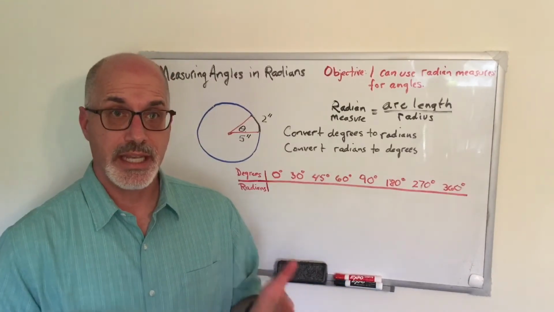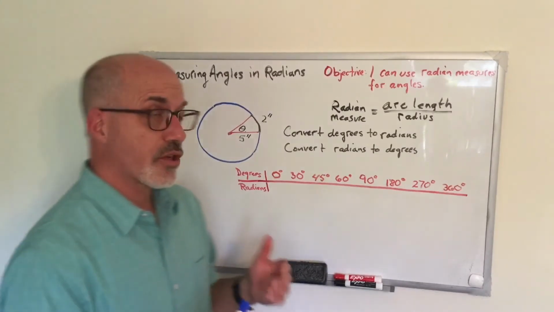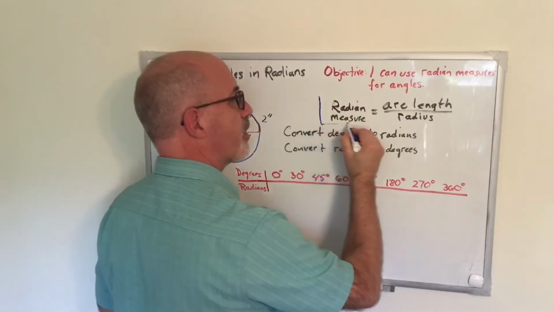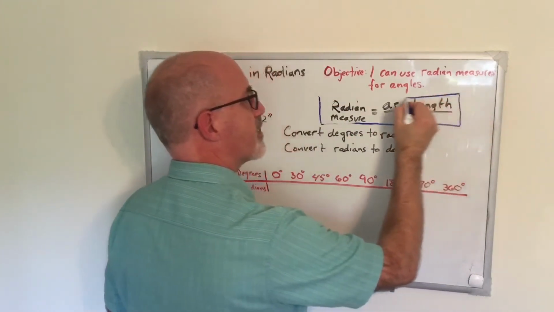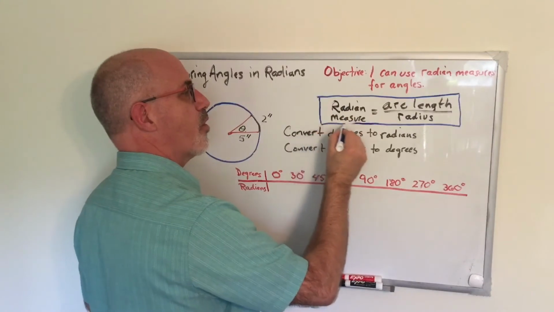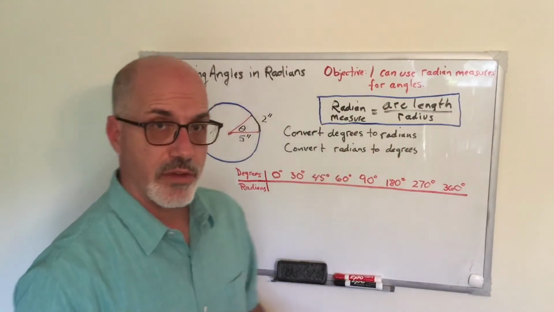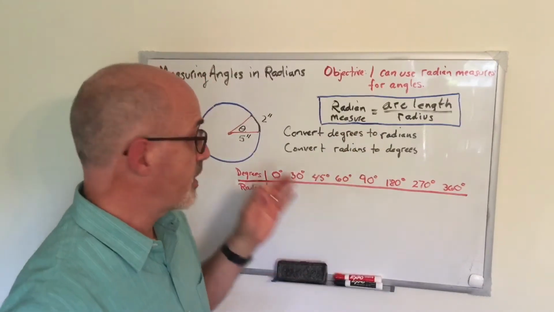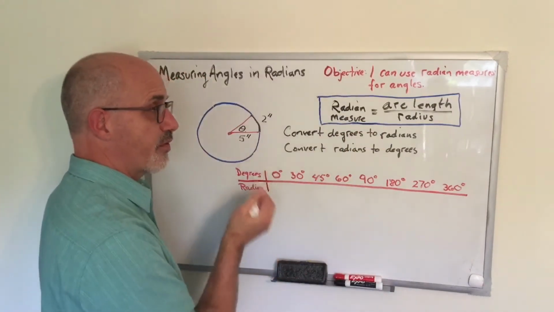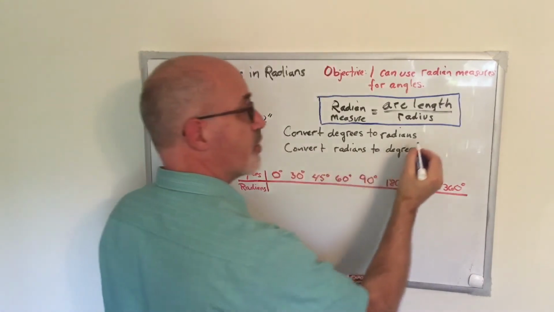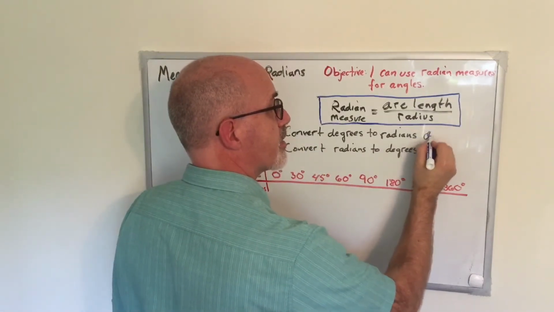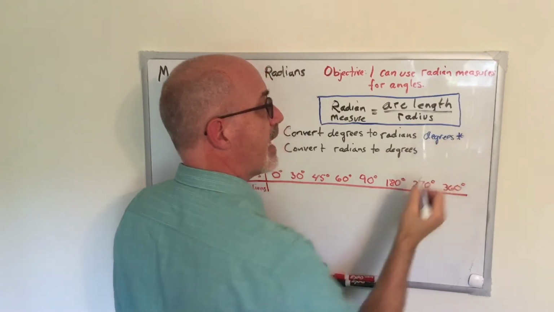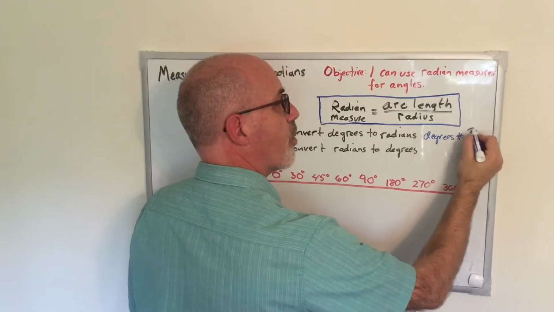Now we're going to take this information and use our conversions. First of all, just a reminder, radian measure is based on the idea of arc length over the radius. So we want to talk about using it in terms of circles with that central angle. Now to convert from degrees to radians, you take the degrees and you multiply by pi over 180.